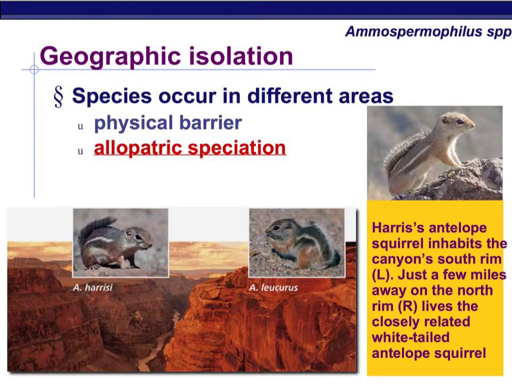Okay, so let's start with geographic isolation. It's where the species occurs in the same area, but there is some kind of physical barrier that prevents them from coming together and mating. So this would be allopatric speciation.